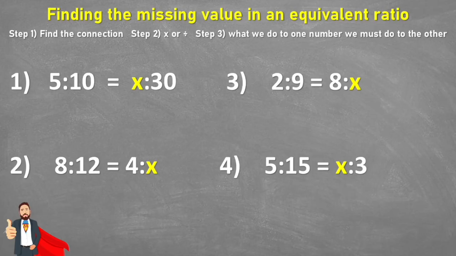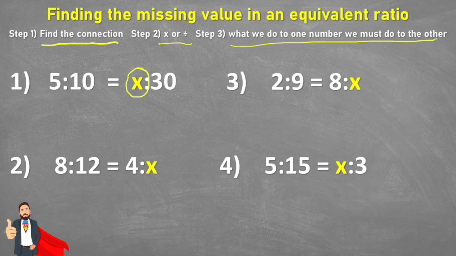And to do that, we're going to follow these 3 steps. First, we're going to find the connection, which means find the connection between the 2 sets of ratios. Then we're going to use multiplication or division to help us. And then step 3, what we do to one of the numbers, we must then do to the other. So let's see what that means. So let's have a look at question 1, and we are trying to find the value of this x between these 2 equivalent ratios.